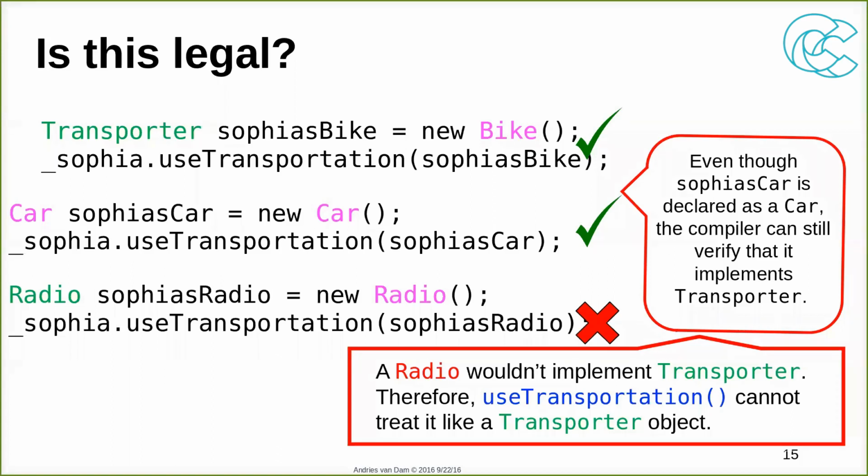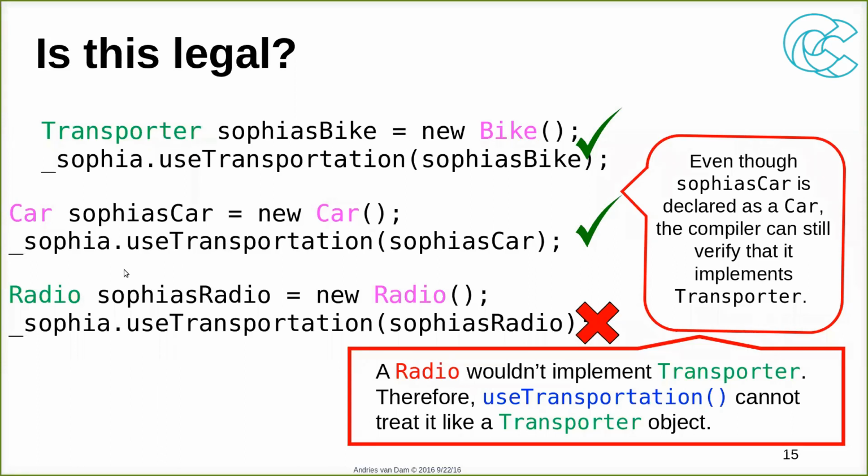Sir, even after we use Sophia dot use transportation Sophia's car, in the next line or the line after that, we can still call the car methods also, right? Yes. Once you are outside of use transportation, in the next line here, you can call any of the methods of the car on Sophia's car. Okay, sir. Thank you.